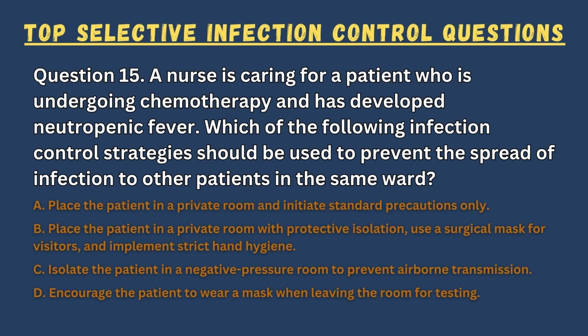Question 15. A nurse is caring for a patient who is undergoing chemotherapy and has developed neutropenic fever. Which of the following infection control strategies should be used to prevent the spread of infection to other patients in the same ward? A. Place the patient in a private room and initiate standard precautions only. B. Place the patient in a private room with protective isolation, use a surgical mask for visitors, and implement strict hand hygiene. C. Isolate the patient in a negative pressure room to prevent airborne transmission. D. Encourage the patient to wear a mask when leaving the room for testing.